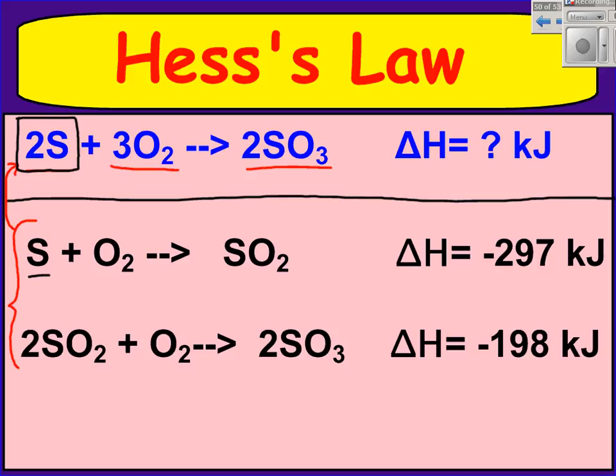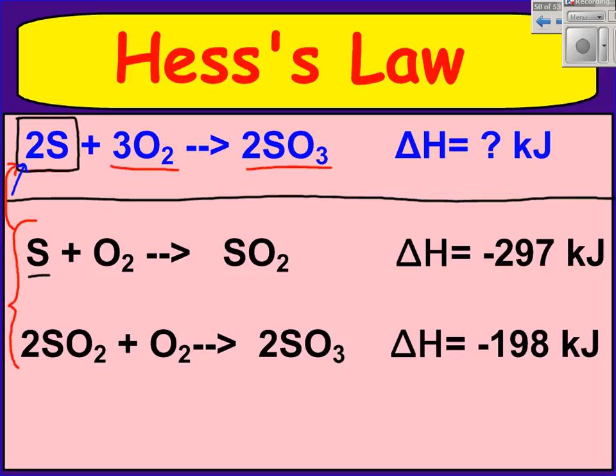We see that I have the sulfur underlined there in black. My first question, is it on the correct side of the arrow? And the answer is yes. We want the sulfur on the reactant side, or on the left side of the arrow. However, the amount is not correct. According to my total reaction on the top, I want 2 sulfurs, but down below I only have 1 sulfur.